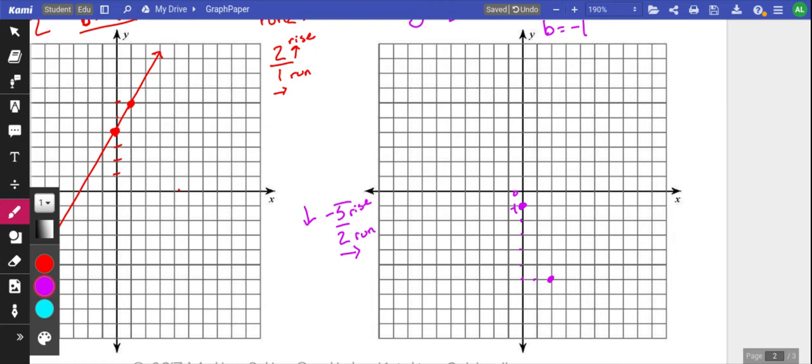I'm going to go ahead and draw my line here. I have the 2 points. I'm going to try and draw that out. Make sure I put my arrows on the end. And there you have it.